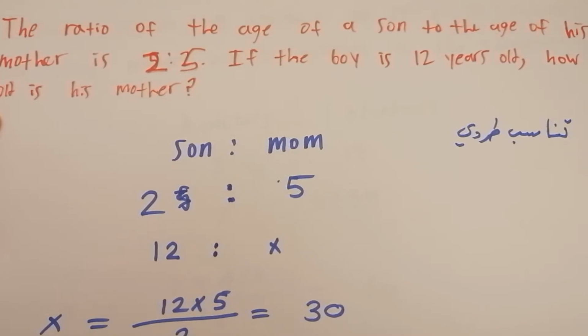The ratio of the age of a son to the age of his mother is 2 to 5. If the boy is 12 years old, how old is his mother?